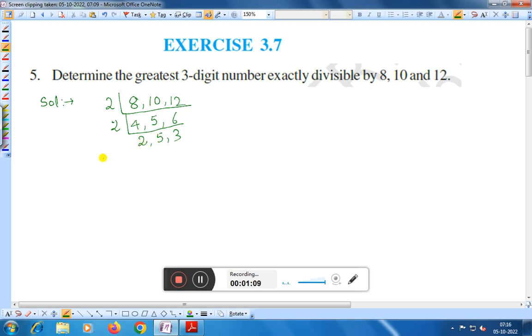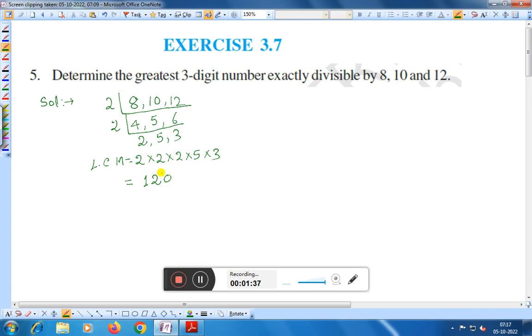Right? Therefore, LCM is equal to 2 into 2 into 2 into 5 into 3. Therefore, if you multiply all these numbers, 2 twos are 4, 4 eights are 8, 8 fives are 40, 40 into 3, that is 120.